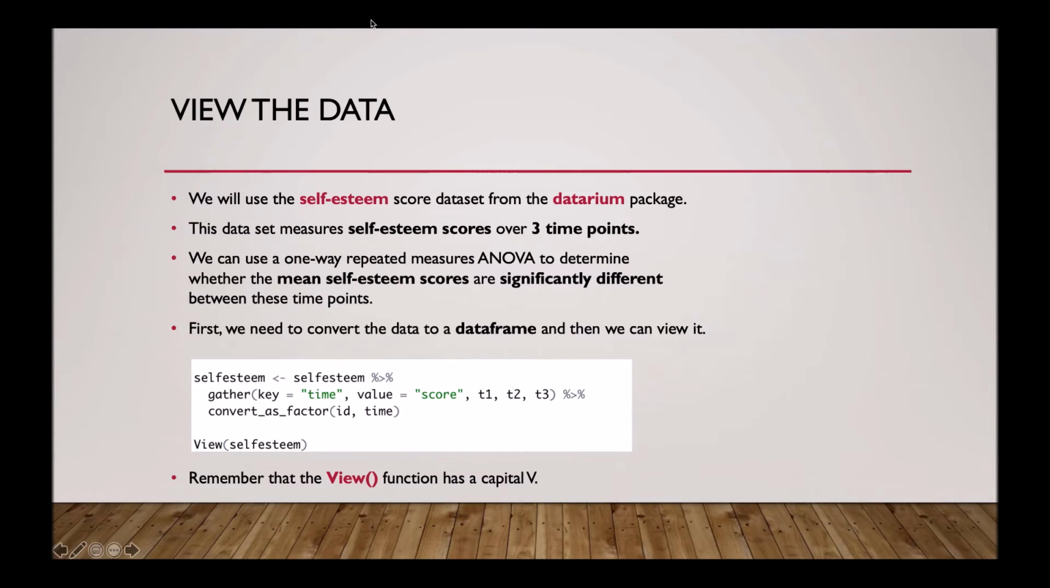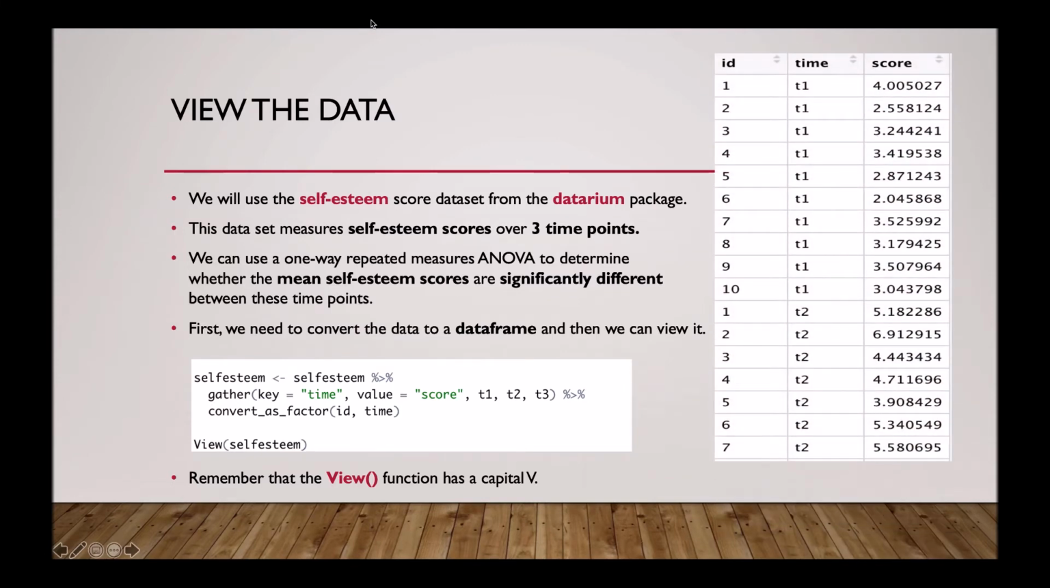For this tutorial, we are going to use the selfesteem data, which is from the datarium package. This dataset measures self-esteem scores over 3 different time points. And we can use a one-way repeated measures ANOVA to determine whether the mean self-esteem scores are significantly different between these time points. First, we need to convert the data to a data frame and then we can view it. You can convert it to a data frame using the following piece of code below, and then view it using the View function. Remember that View has a capital V.